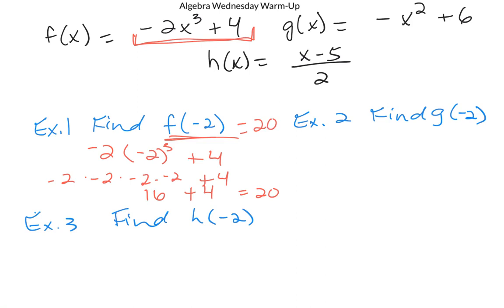Example 2, we're going to be putting -2 in for x. This time we're going to use g. So that's a negative times a -2 to the power of 2 plus 6. -2 times itself is positive 4, but we still have a negative sign out front, so that's -4. Plus 6 is positive 2.